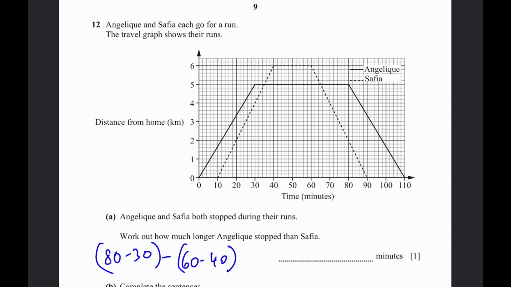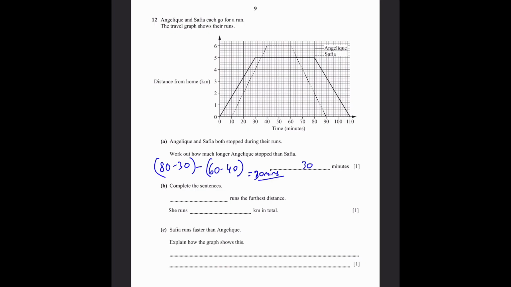That'll simply be 50 minus 20, which is 30 minutes longer than Angelique stopped. That's the answer. B. Complete the sentences.